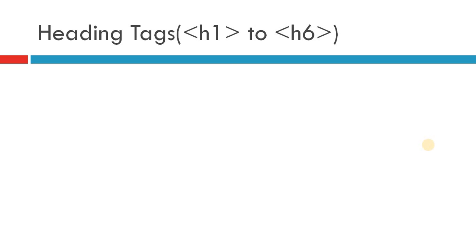The next tag is heading tags. Whenever we are designing an HTML page, many a time we require that the page should contain certain headings. In HTML, we have headings from H1 to H6. H1 is the highest level heading, H6 is the smallest level heading. It means that the font size of H1 is highest and font size of H6 is smallest.